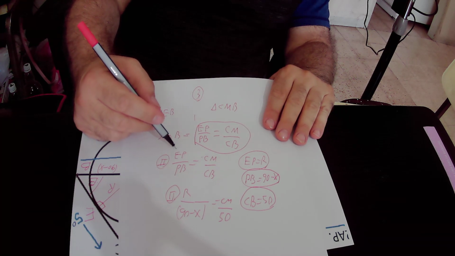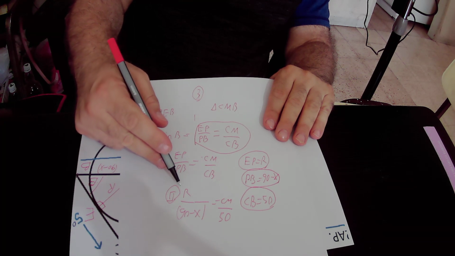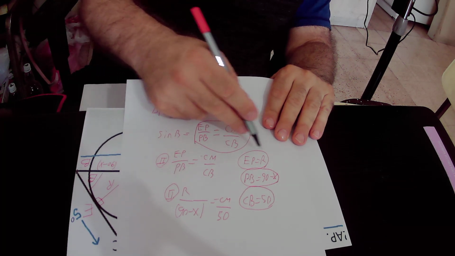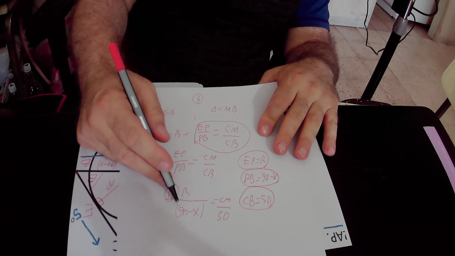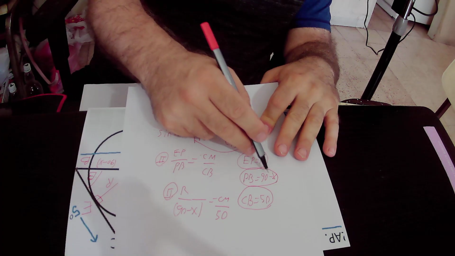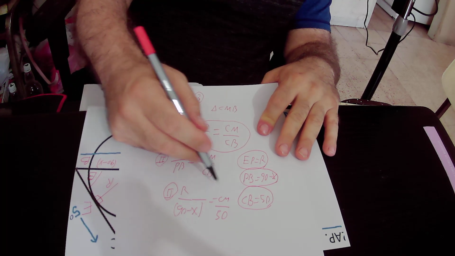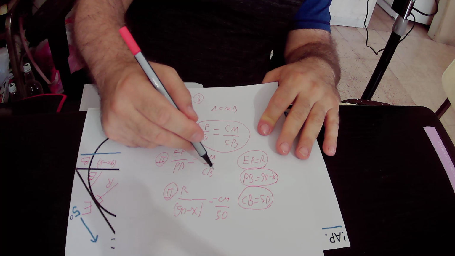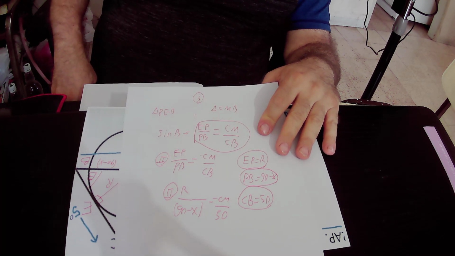Here, instead of EP, we substituted R because EP equals R. We substituted PB by 90 minus x because PB equals 90 minus x. And we substituted CB by 50 because CB equals 50.